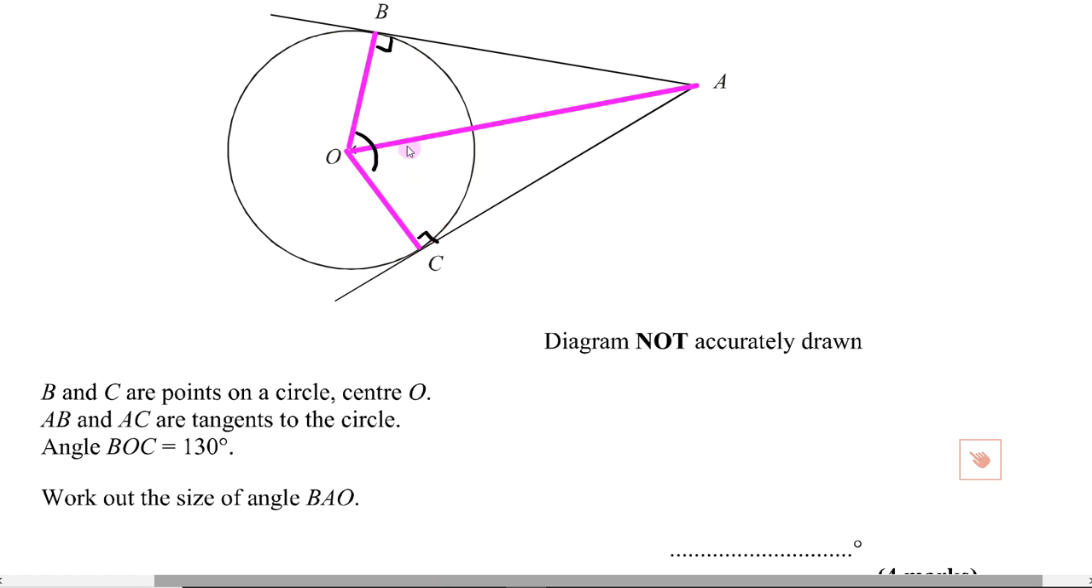BOC, that whole thing is 130, so each one must be 65 and 65. Therefore, we've now got one triangle. They add up to 180, so we've got 90 plus 65 makes 155. So those two make 155. So what's left? 25 degrees. Okay.